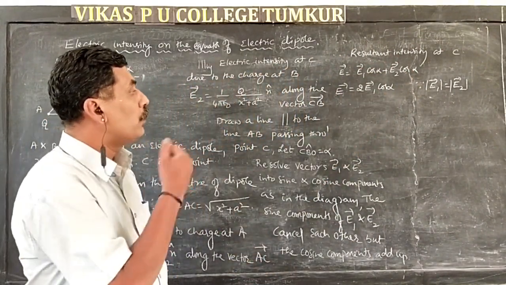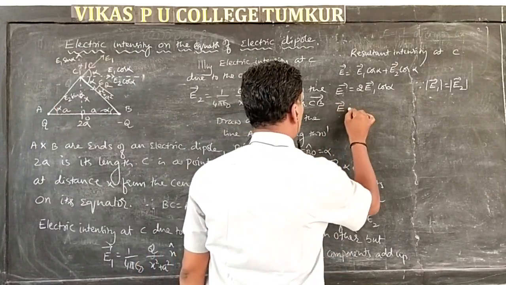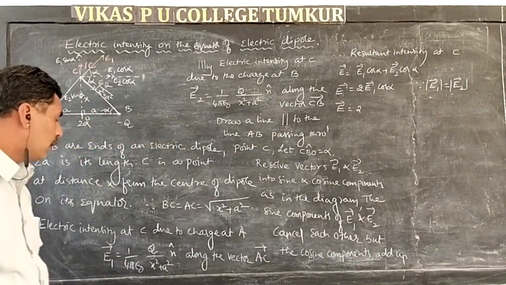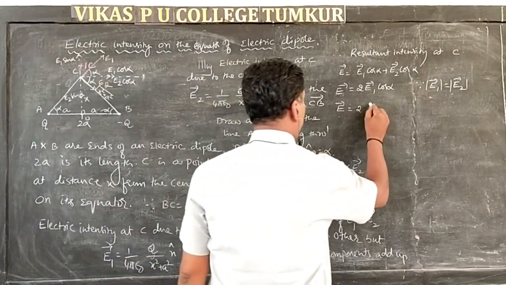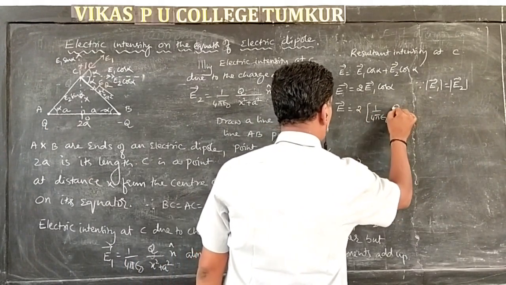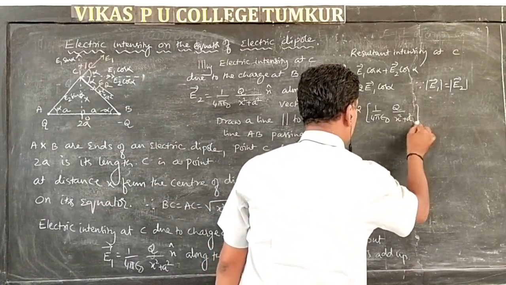Now I will substitute for vector E1. So vector E1, and substitute for 2. E1 is here 1 by 4 pi epsilon naught, q divided by x square plus a square.